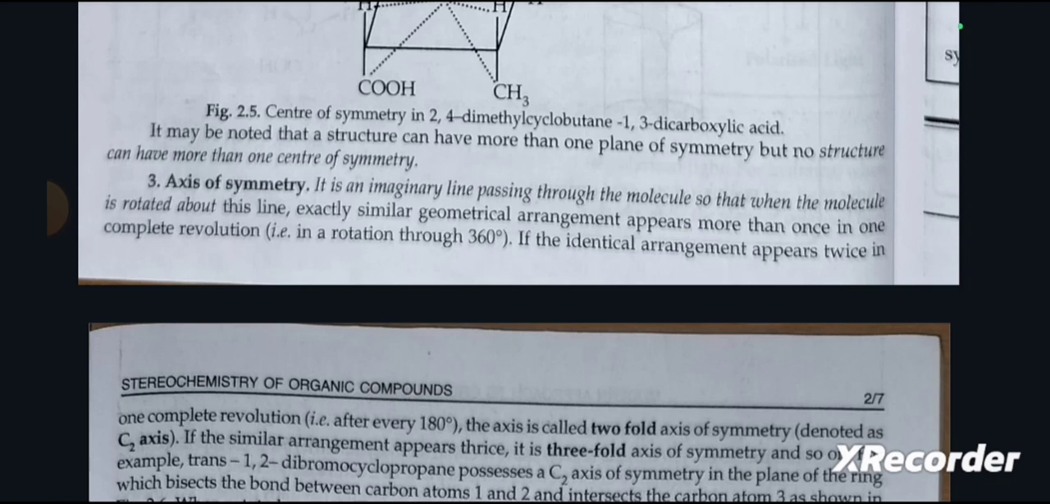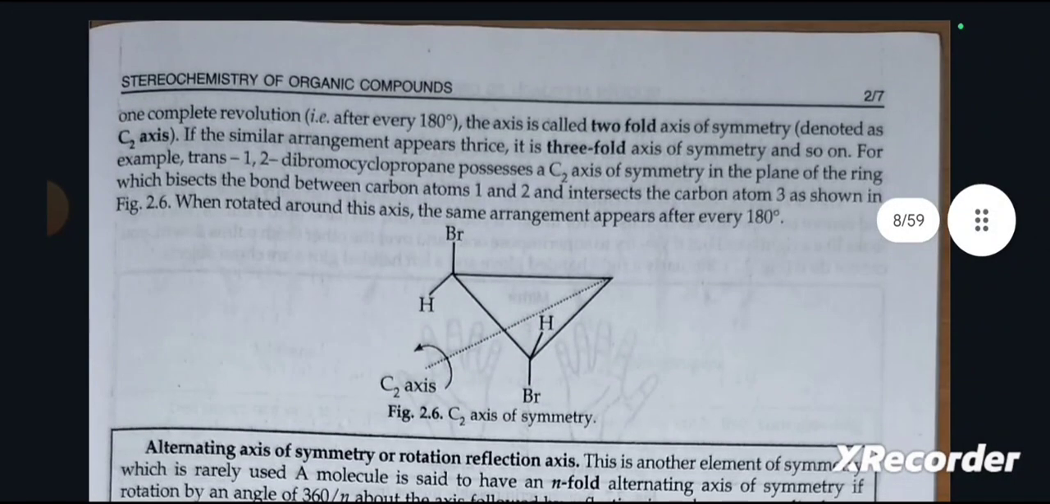Third, axis of symmetry. It is an imaginary line passing through the molecule so that when the molecule is rotated about this line, exactly similar geometrical arrangement appears more than once in one complete revolution, that is, in a rotation through 360 degrees. If the identical arrangement appears twice in one complete revolution, that is, after every 180 degrees, the axis is called a two-fold axis of symmetry, denoted as C2 axis. If the similar arrangement appears thrice, it is a threefold axis of symmetry, and so on.